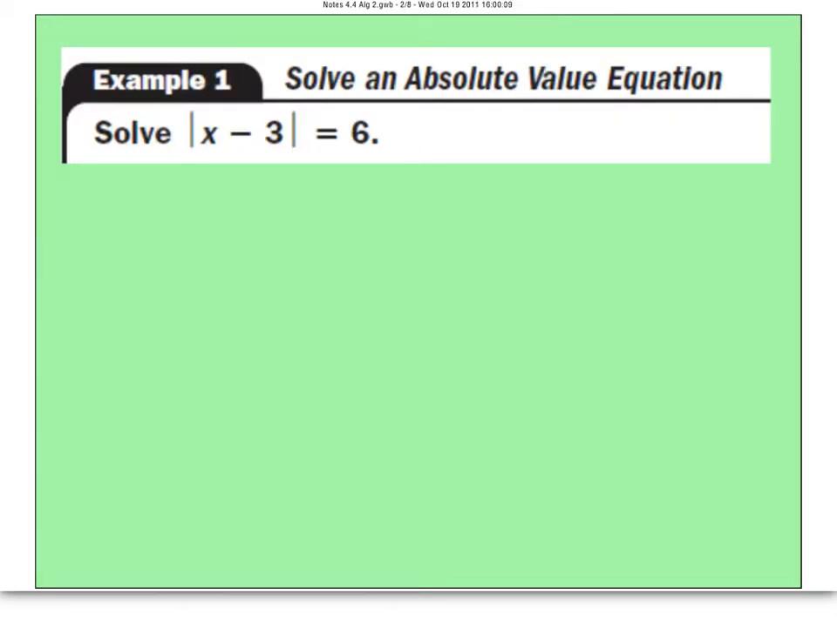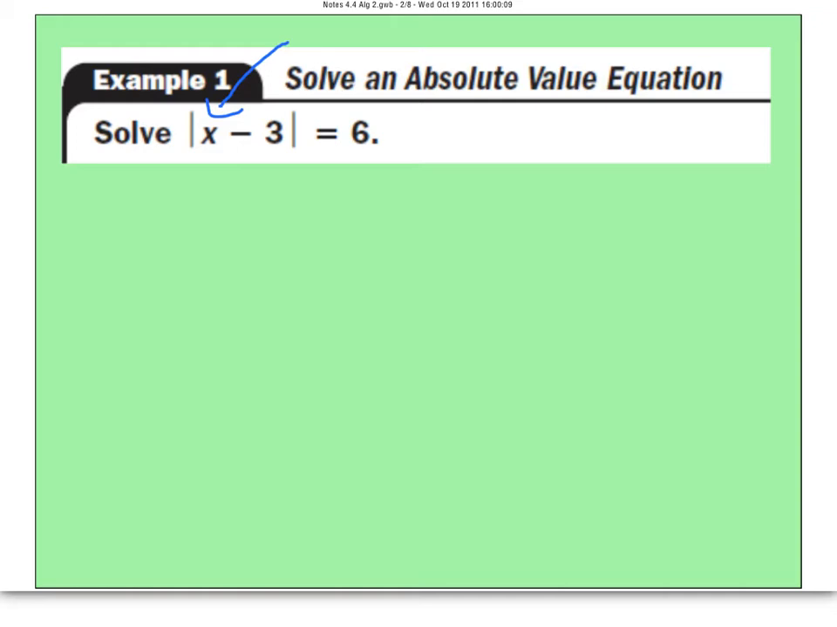Let's try another one. Again, guessing and checking for the first answer on this one, even the second's not bad. I look at that and I think, well, 9 minus 3 is 6, that'd probably work. How about -3 minus 3? That'd be -6, and then that would work. So it seems like the answers are going to be 9 and -3. Let me prove it to you.